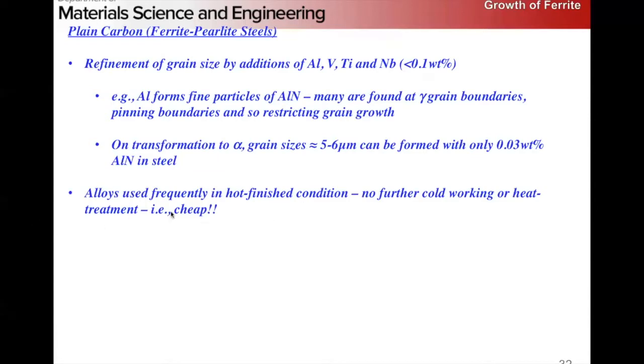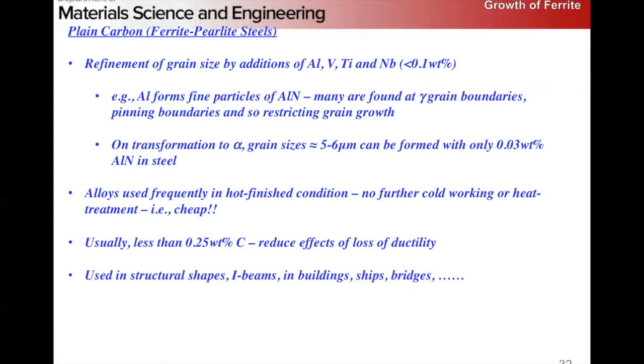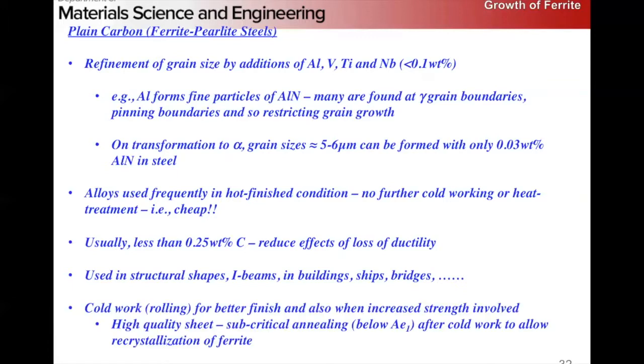And when we have alloys like this, we can generally use them in the hot finish condition, right? So we don't need to do any further cold working or heat treatment, so we can produce them very cheaply, and these tend to be steels with less than 0.25 weight percent carbon. And so we don't lose too much ductility. And these types of plain carbon steels are most often used in our structural applications: I-beams, bridges, buildings, ships, right? Large classes of structural steels.